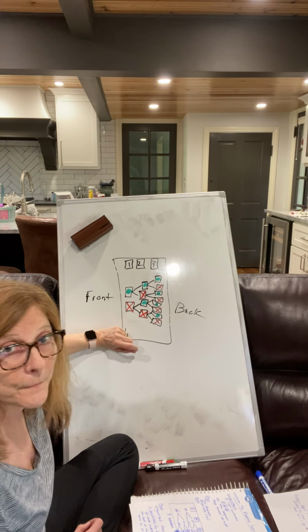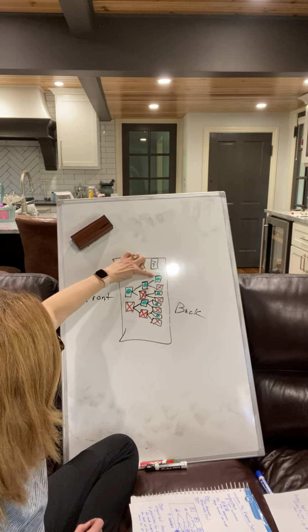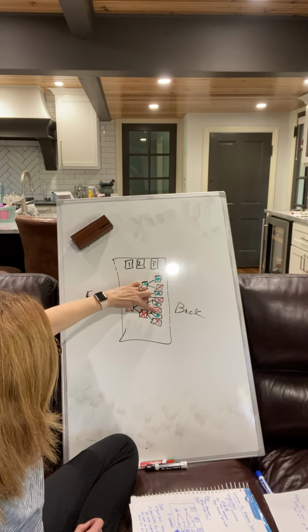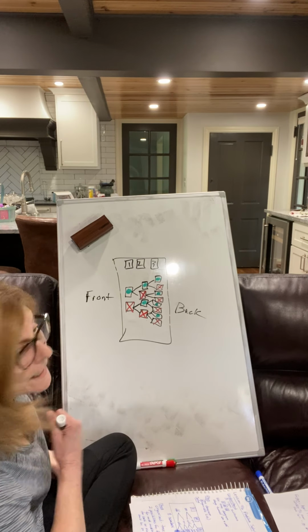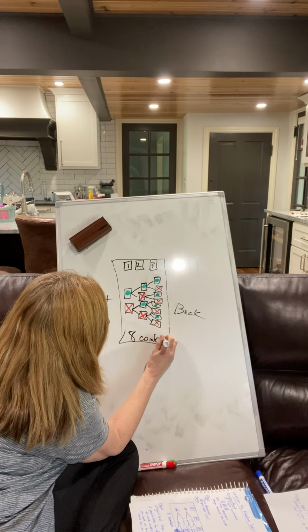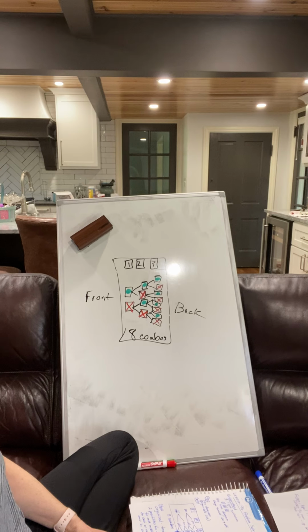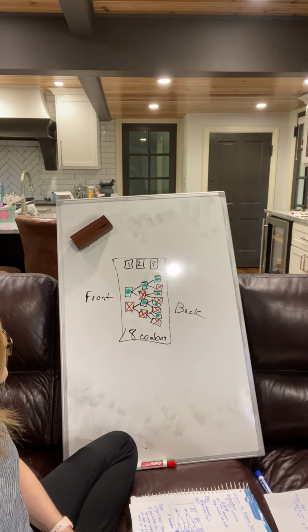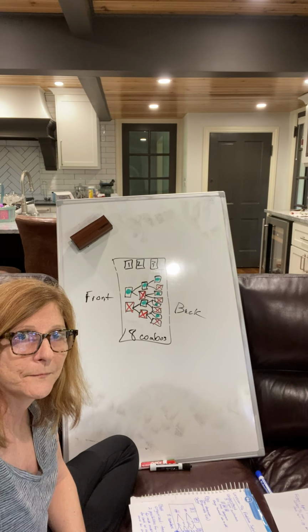So how many combinations do we have? 1, 2, 3, 4, 5, 6, 7, 8. So our answer is 8 combos. All right? There you go.